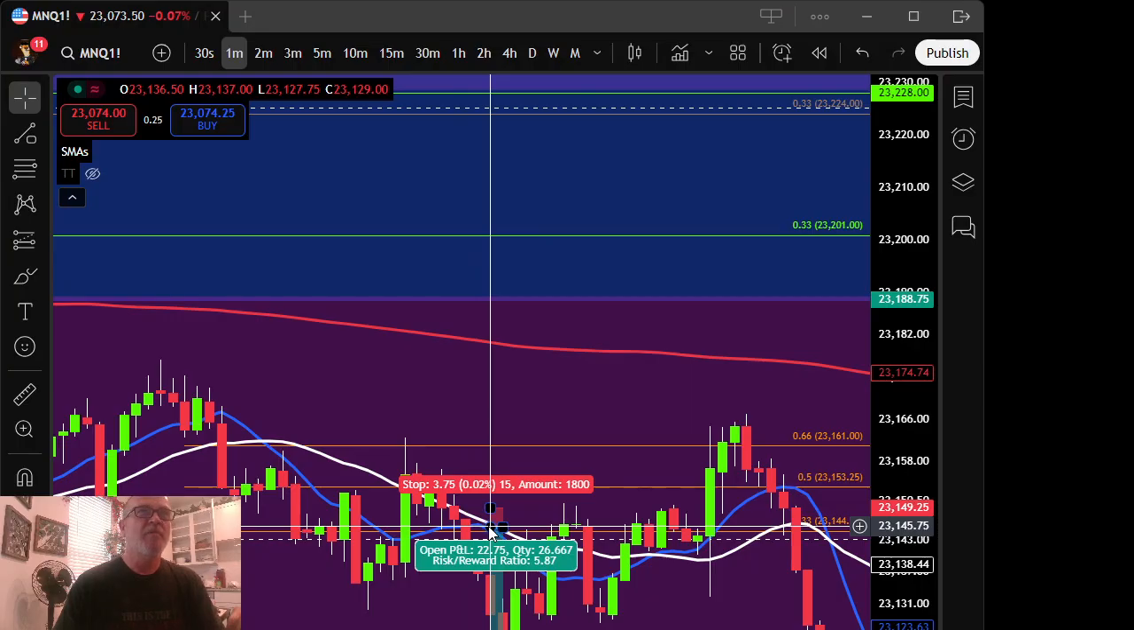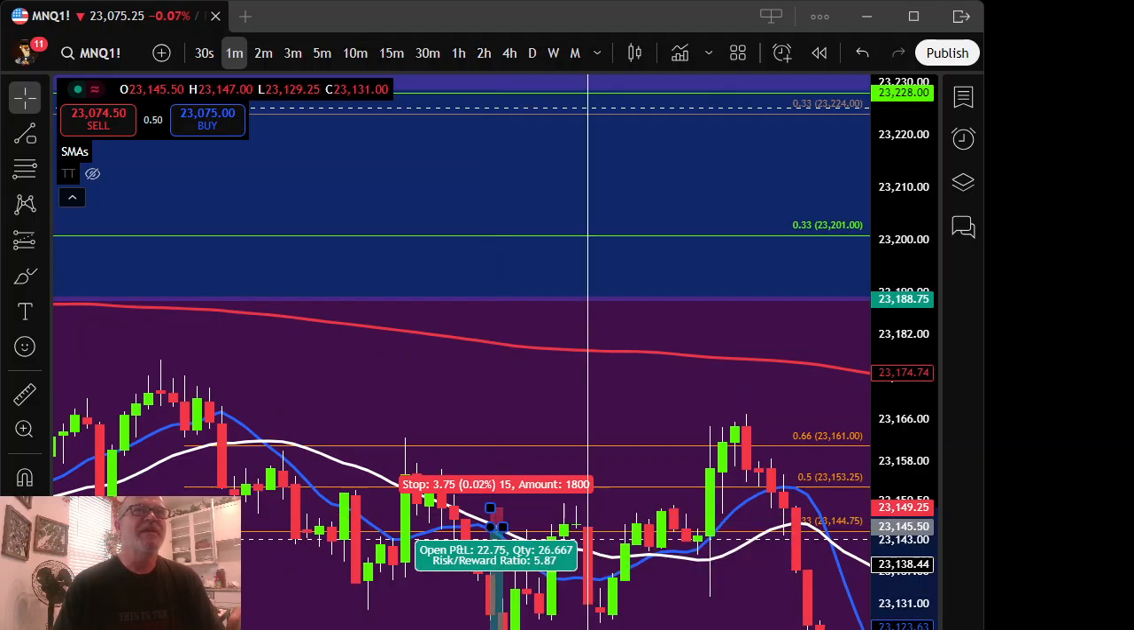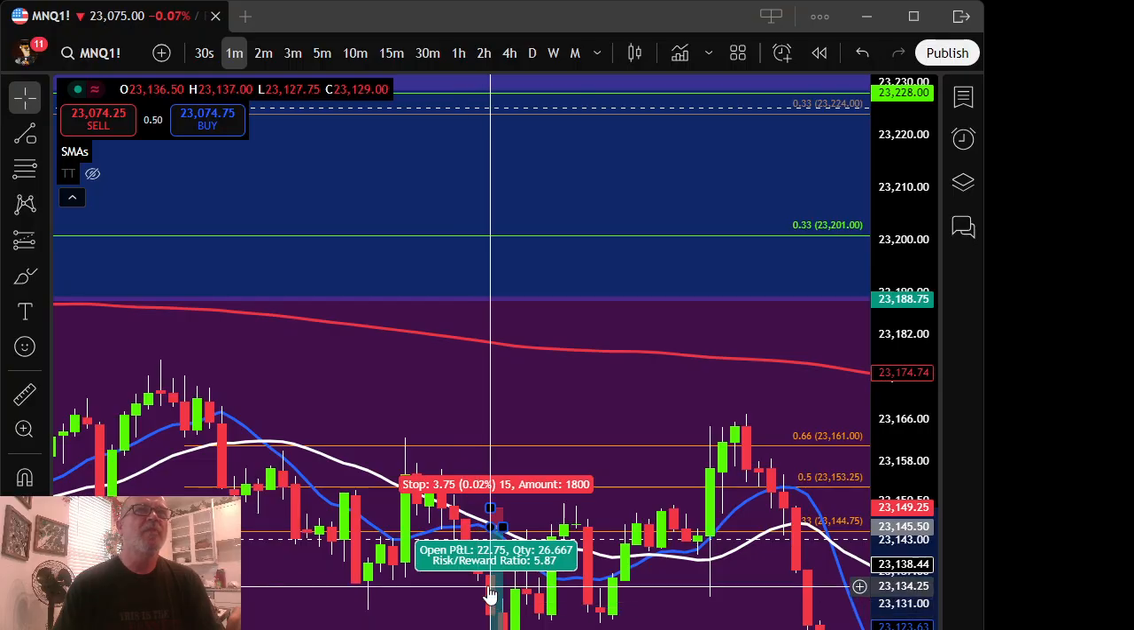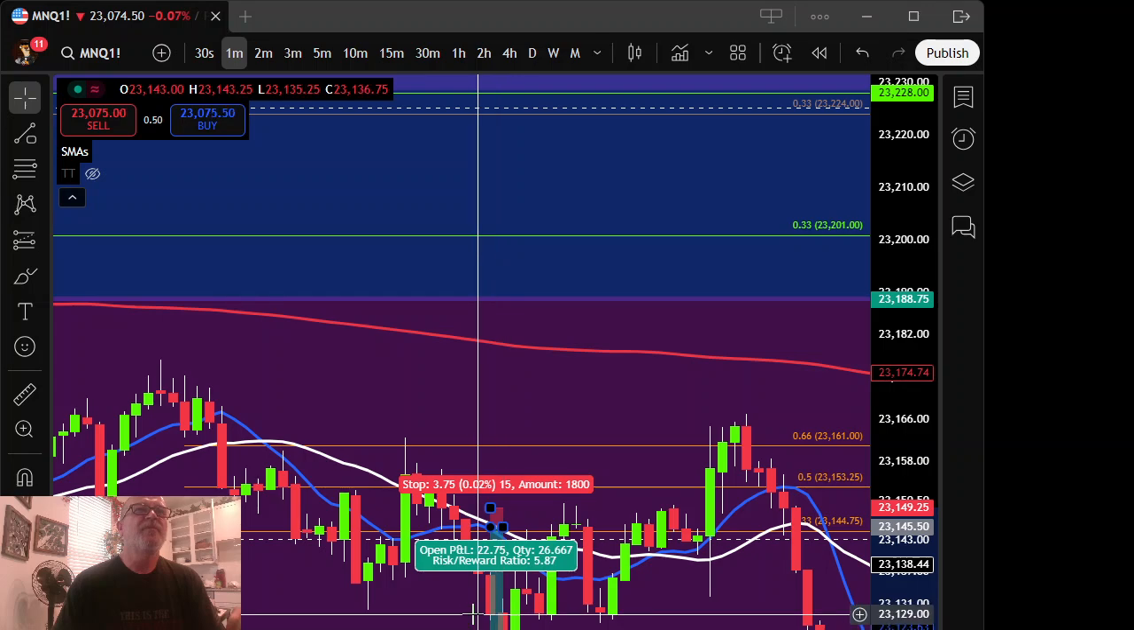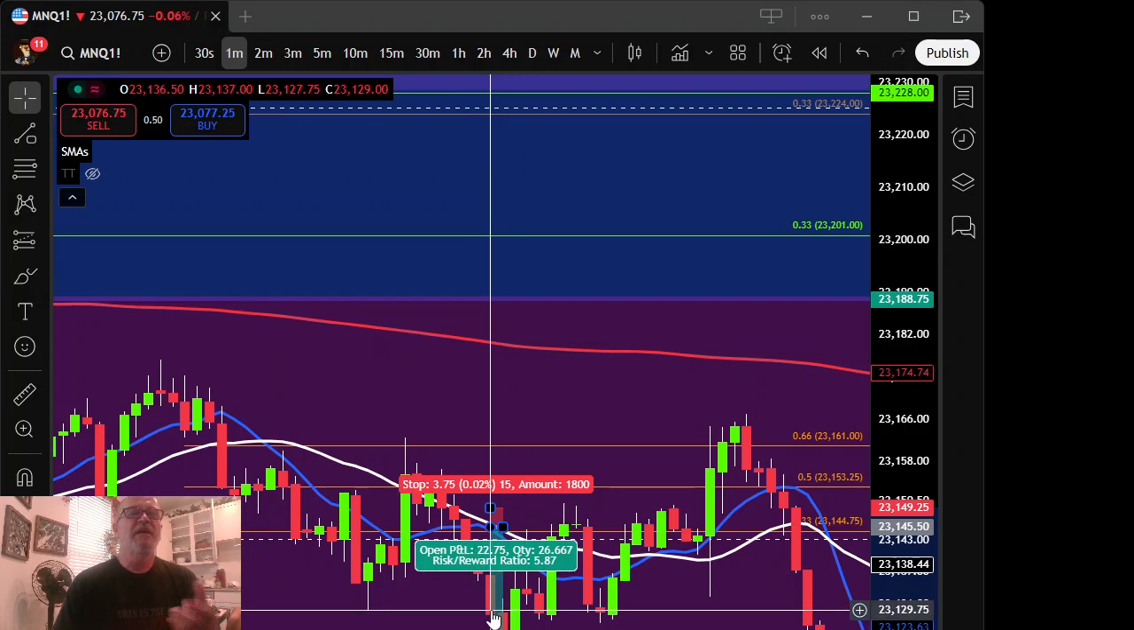Probably a little premature, but it gave me a really tight stop loss. Okay, I'm only risking 3.75 on this trade, but it's almost a 6-to-1 trade, right? So it works. And I don't think I took it all the way down here. Maybe I took it to the bottom of this candle. Couldn't remember once I got back off the charts.